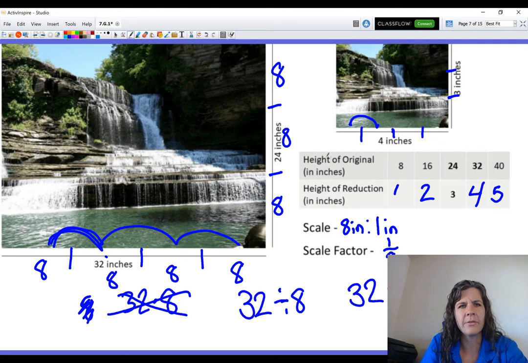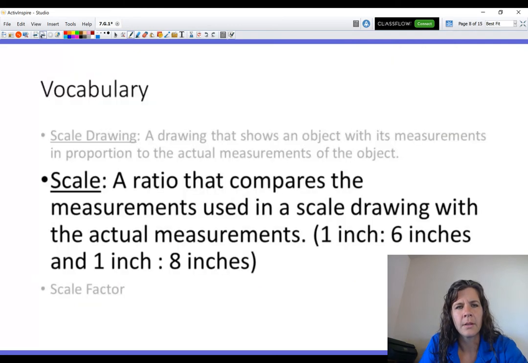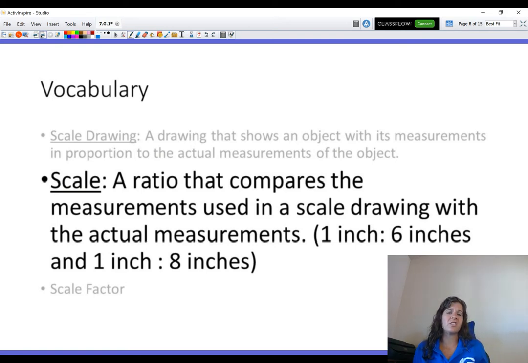So my scale factor is going to be 1/8. All right, let's look at the definitions for those. A scale is a ratio that compares the measurements used in the scale drawing with the actual measurements. So in our example, it was 1 inch to 6 inches and 1 inch to 8 inches. Remember, ratios can be written either way.